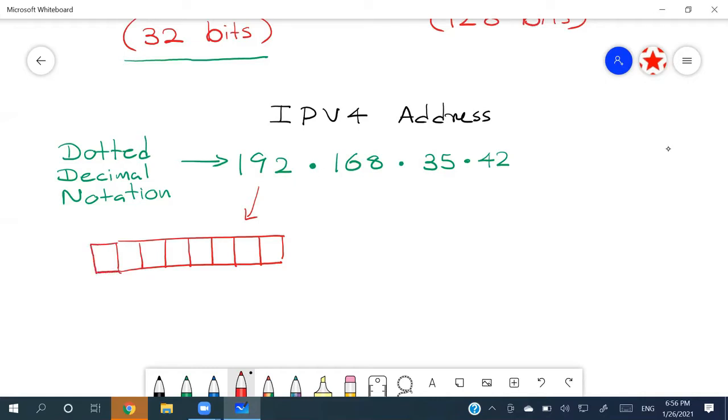Right? So the trick I am using over here is writing the place values. Right? So 192, how are we going to represent 192? 128 plus 64 will give you 192. So 1 1 0 0 0 0 0 0 represents 192. Right? Did you get this? How 192 is represented?